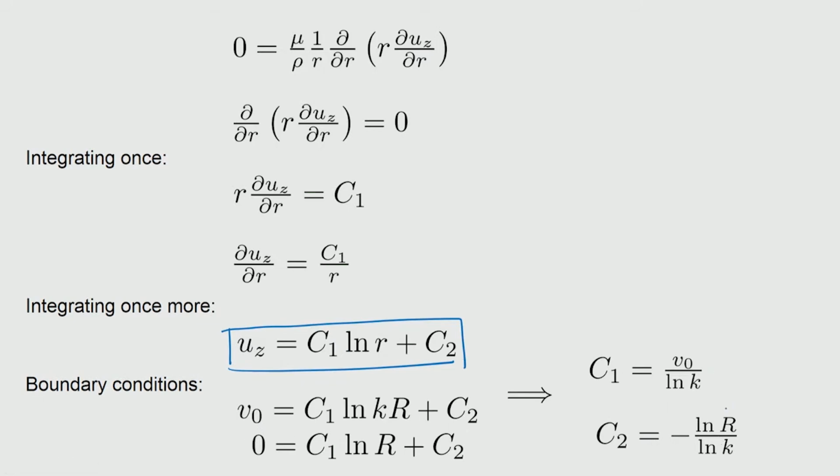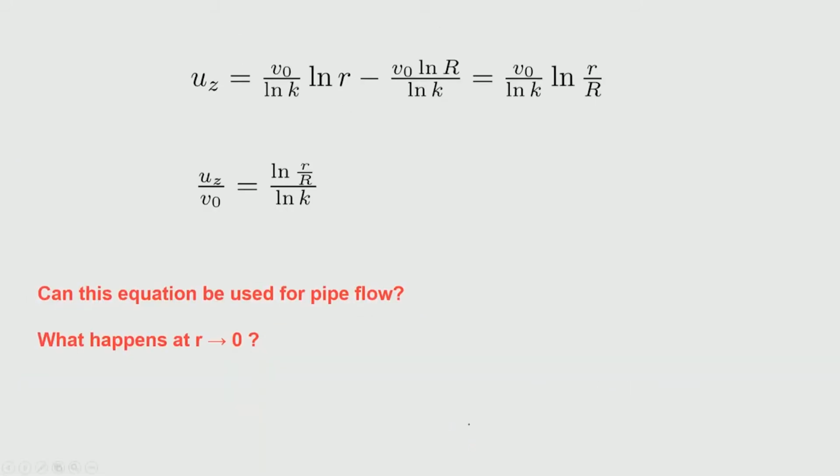So they are written here. You just have to substitute, and then if you subtract the second equation from the first equation, you get the value of C1, and you substitute the value of C1, then you get the value of C2. So once you get those, you can write the uz as a function of r, and then simplify it, and then it looks like this.